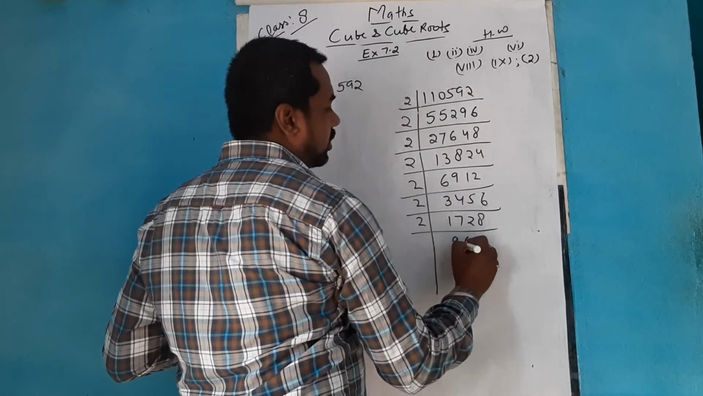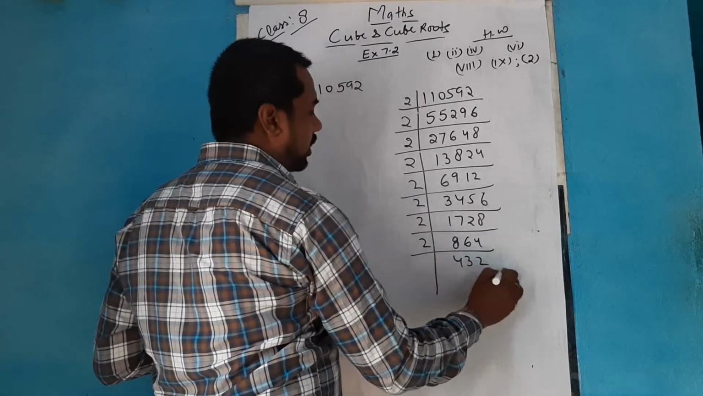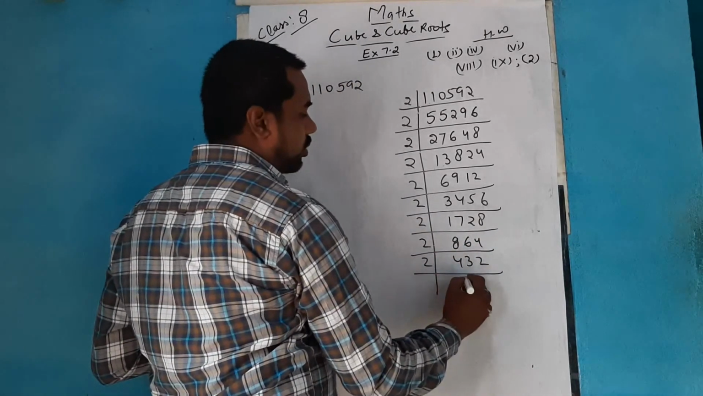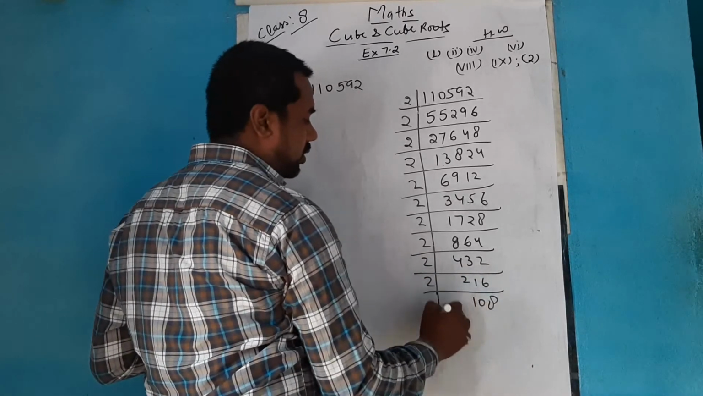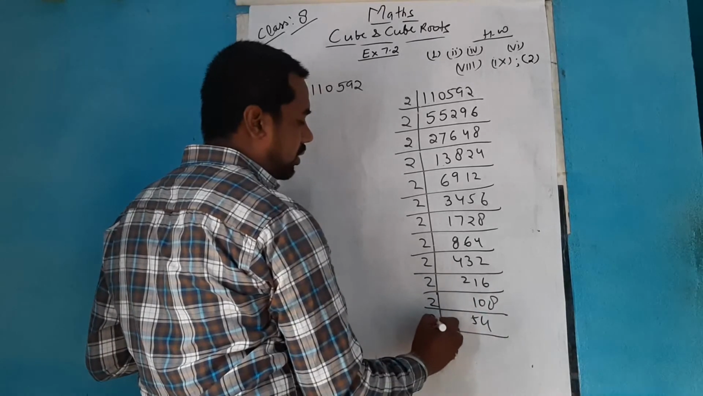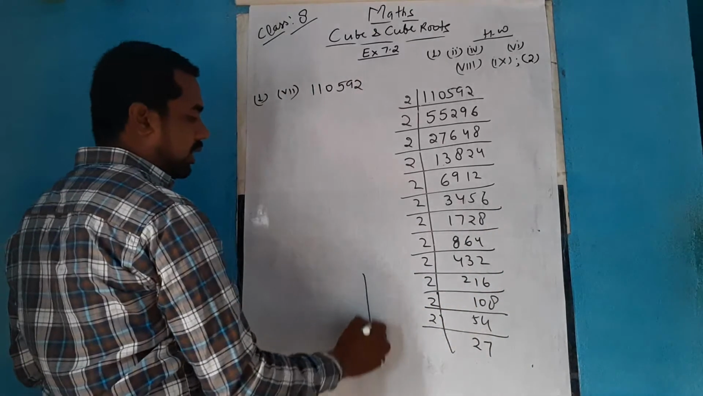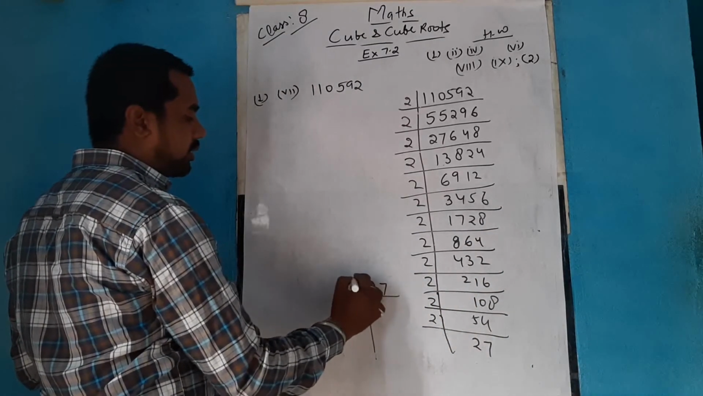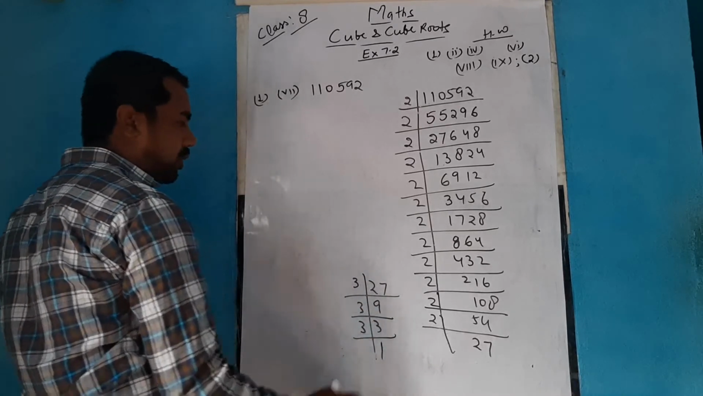2 6s are 12, 2 4s are 8. Again 2, 432. Again 2, 216. Again 2, 108. Again 2, 54. Again 2, 27. Now when you continue for 27 with 3, 3 9s are 27, 3 3s are 9, 3 1s are 3.